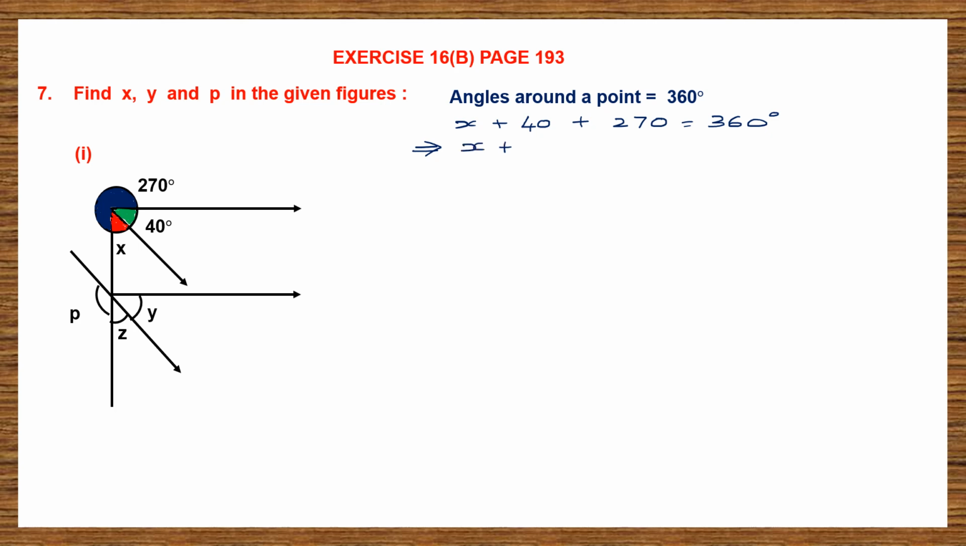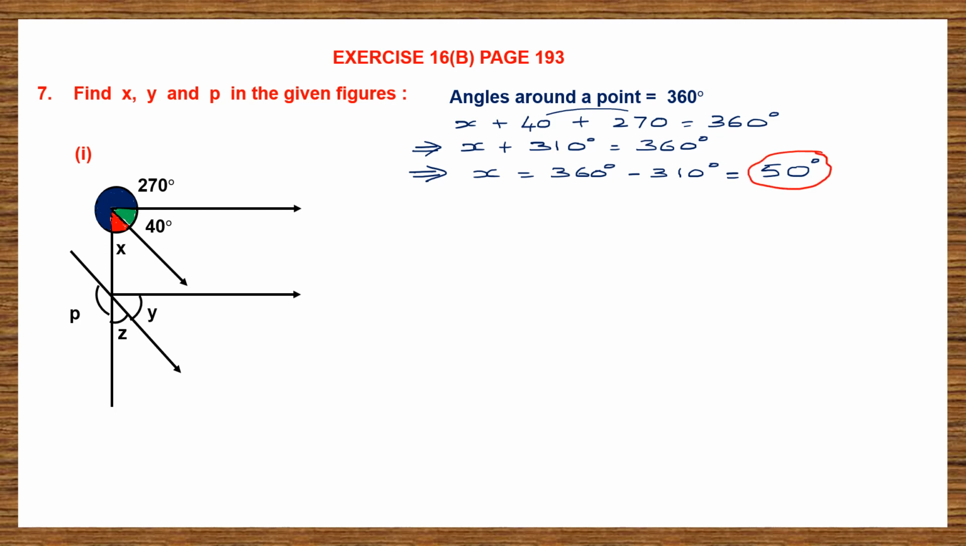x plus 40 plus 270 is 310. So x plus 310 degrees is equal to 360 degrees. So now we can find the value of x by saying x is equal to 360 degrees minus 310 degrees, because I have transposed this 310 from the left hand side to the right. It's become minus because this is a linear equation. Now 360 minus 310 is 50. So we have x is equal to 50 degrees. So we have found the value of x.